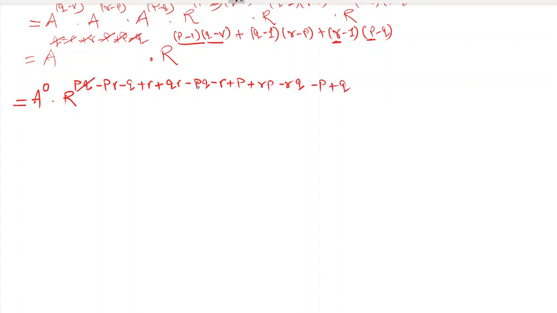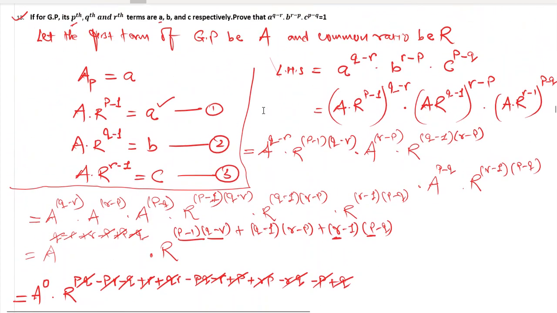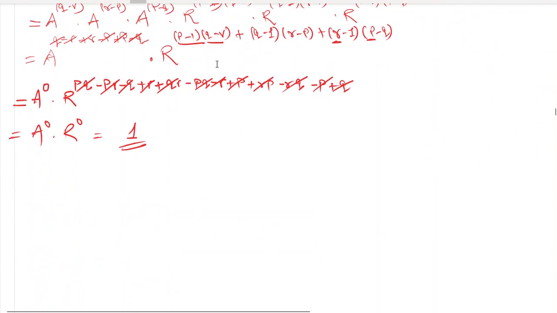So this pq will get cut with minus pq, minus pr will get cut with plus rp, minus q will get cut with plus q, plus r will get cut with minus r, plus qr will get cut with minus qr, and plus p will get cut with minus p. So A raised to 0 into R raised to 0, which is 1. Right? So you had to prove that small a raised to q minus r into small b raised to r minus p into small c raised to p minus q is equal to 1, which is proved. So LHS is equal to RHS.